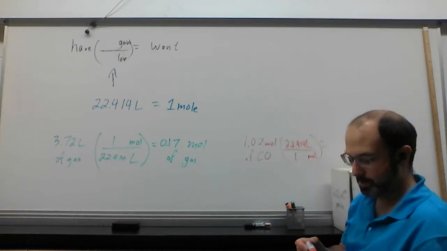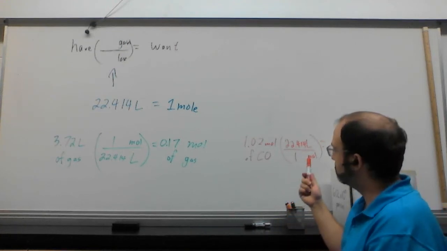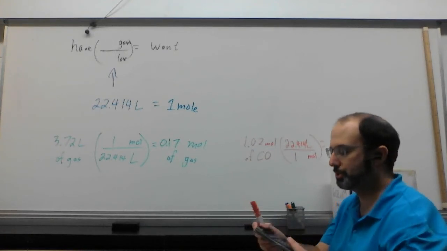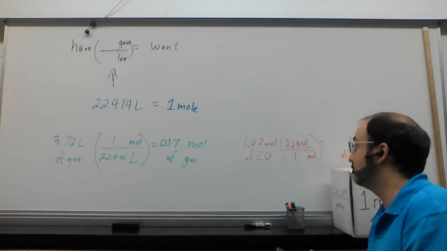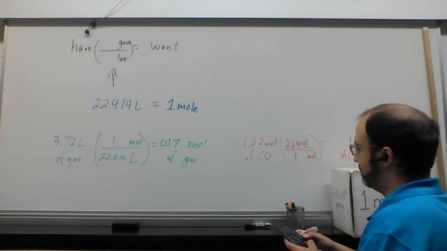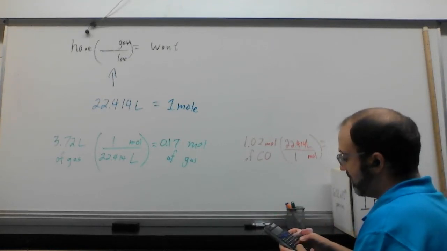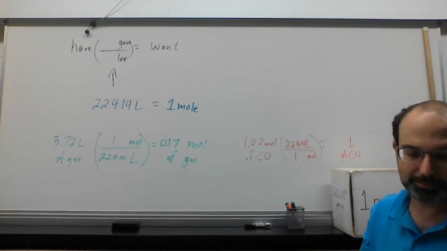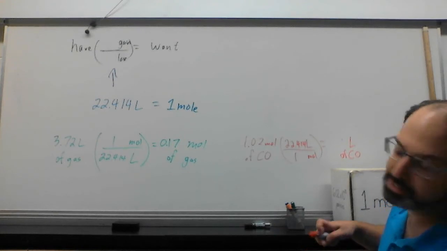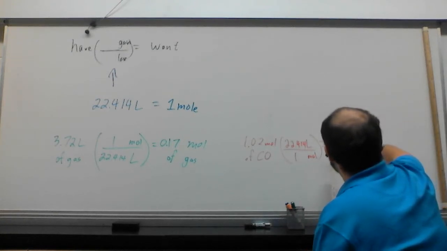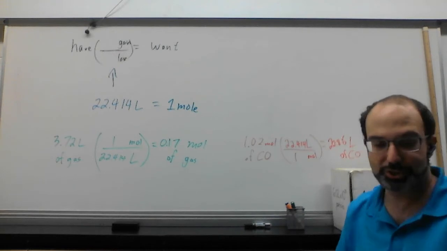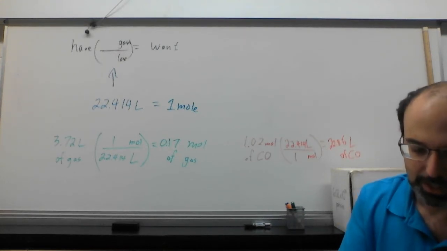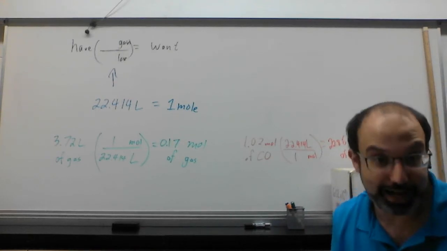22.414 is my volume. If you use only 22.4, your answers will be fine, right? Like here, I'll show you. We'll do this first one using 22.414, and then I'll do it again without the 14 bit. 1.02 times 22.414 equals, the answer I get is 22.86. Now, if I change it so I get rid of the 414, I get 22.85.